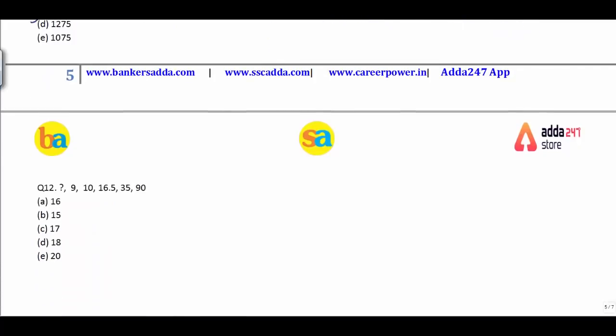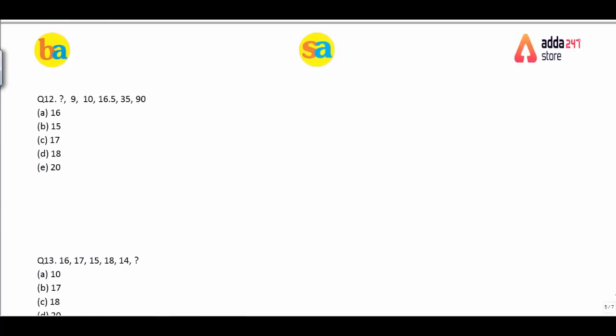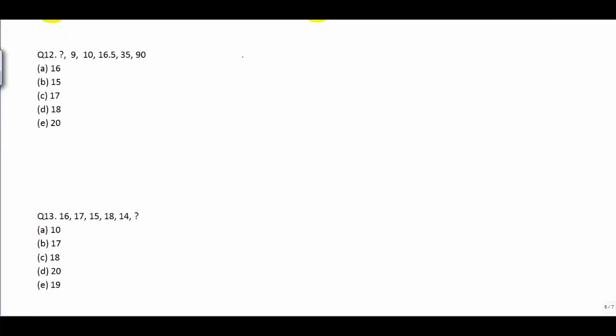Question number 12, the first term is the missing term, then we have got 9, then 10, 16.5, 35 and 90. If you look at this, this is what, 9 into 1, 9 plus 1, 10. Okay.